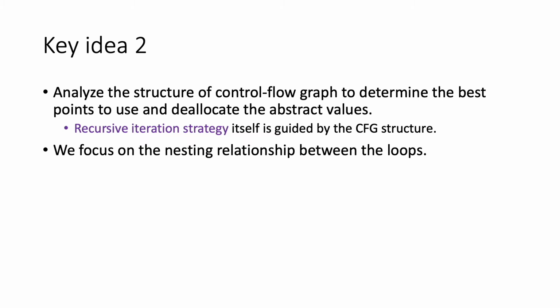Our second idea is then to analyze the structure of the control flow graph to determine the best points to use and deallocate the abstract values. Recursive iteration strategy itself is guided by the CFG structure, so we can have decent memory optimization technique by looking at this structure. In particular, we focus on the nesting relationship between the loops.